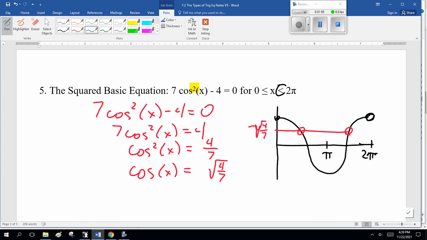All right? Now, I want to stress here there's a plus and a minus when you take a square root, so there is a negative square root of 4 over 7 down here. And this is trick number 4. Plus and minus roots.